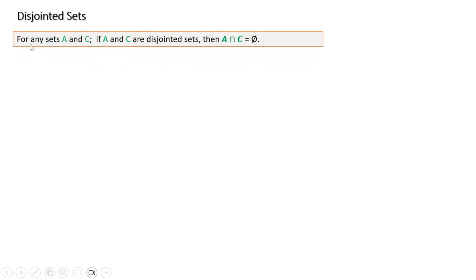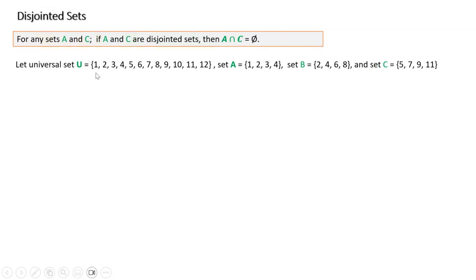Okay, now comes disjoint sets. It says for any sets A and C, if A and C are disjoint, then A intersect C will be the empty set. In other words, when they say disjoint, it means that they don't have anything in common.